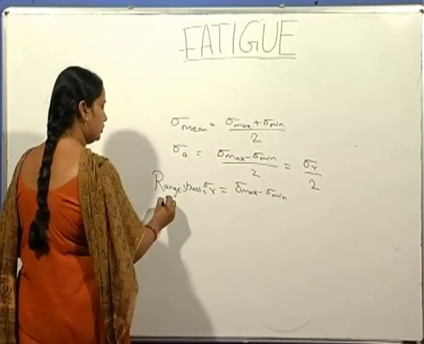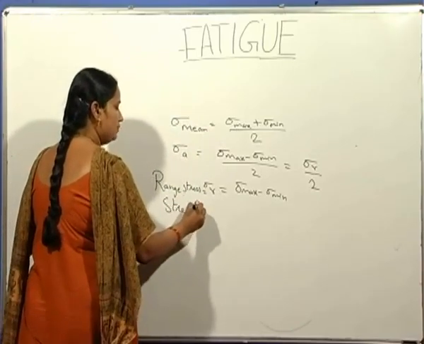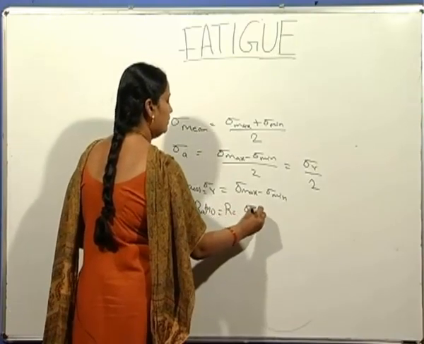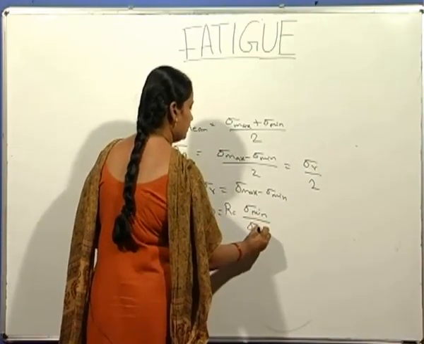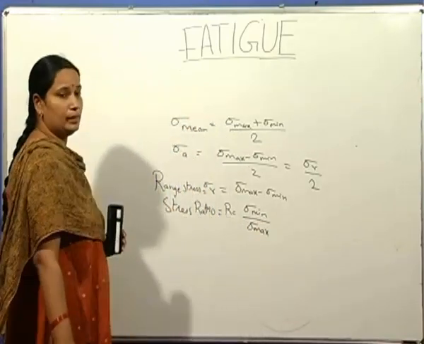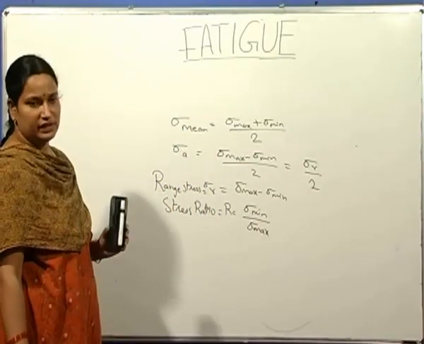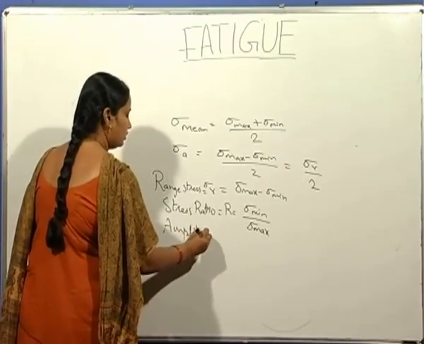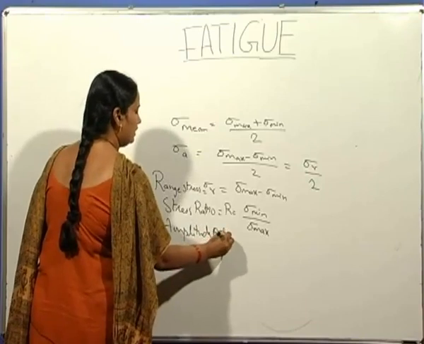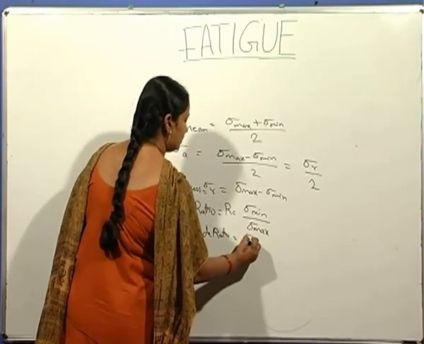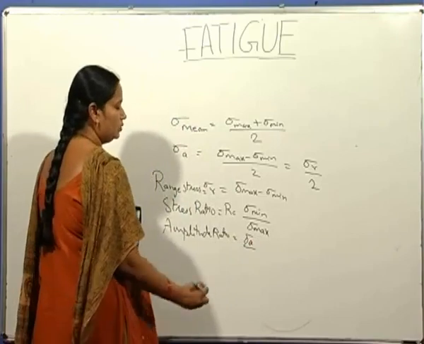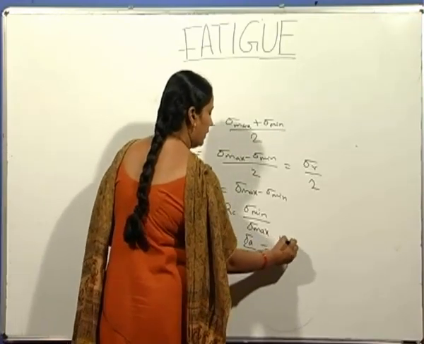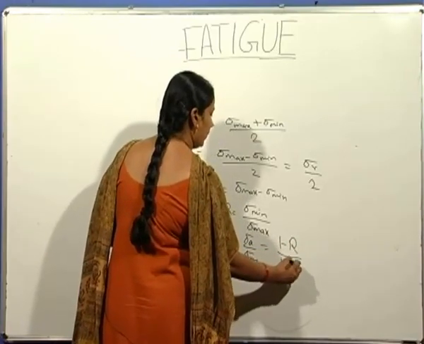Then stress ratio, which is indicated by the symbol capital R, is equal to the ratio of minimum stress to that of maximum stress. Then one more important ratio in presenting the fatigue data is amplitude ratio, which is the ratio of the alternating stress to that of the mean stress, that is equal to 1 minus R, the stress ratio, by 1 plus R.